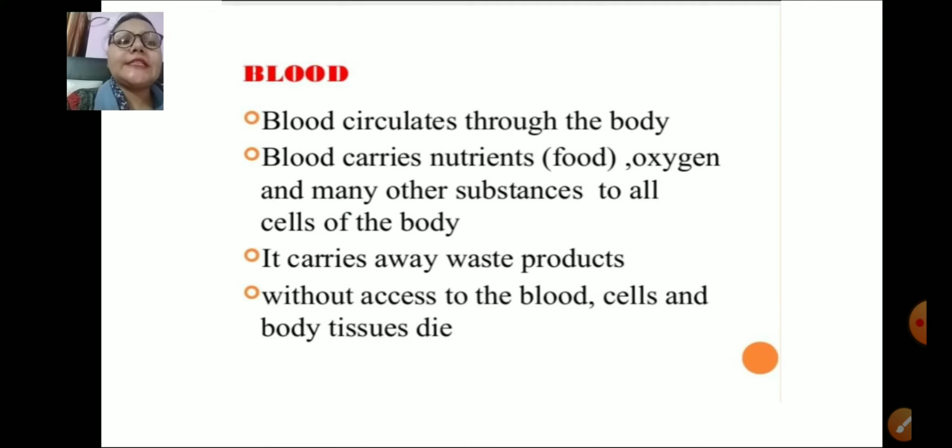Blood circulates through the body. It carries various substances like nutrients, oxygen, and various other substances to the different parts of the body. It also carries waste products, and without access to the blood, the cells and the tissues cannot work.